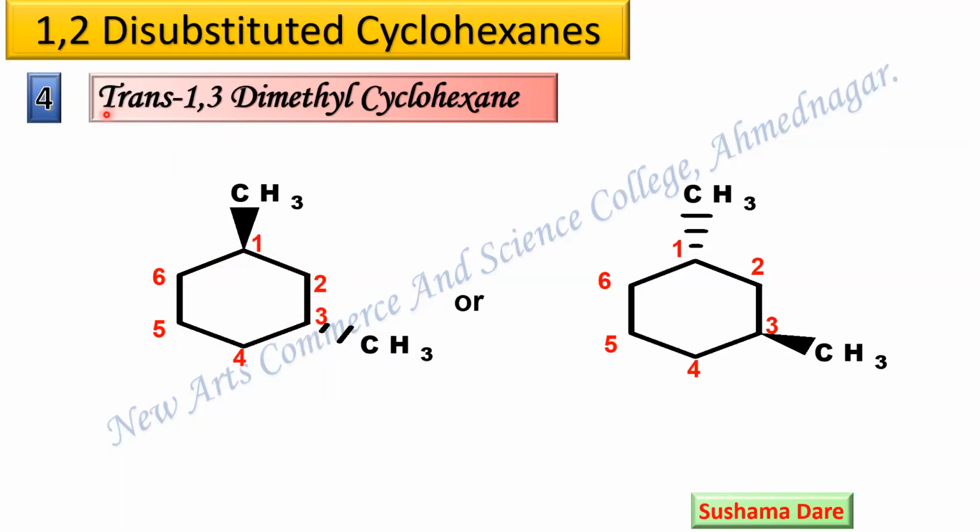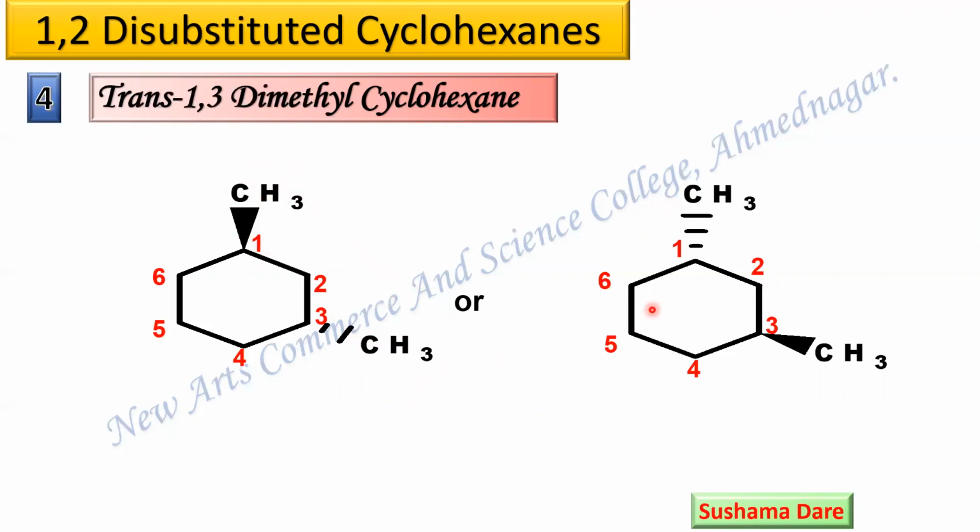Now next one is what? The geometry, trans. So trans means one is up, one is down. So here, this methyl group at the 1 position is going in the upper direction, that is a wedge bond, and the 3 position is going in a downward direction, that is a dotted bond. So trans is the geometry where these two methyl groups are opposite. So this is one way of representation.